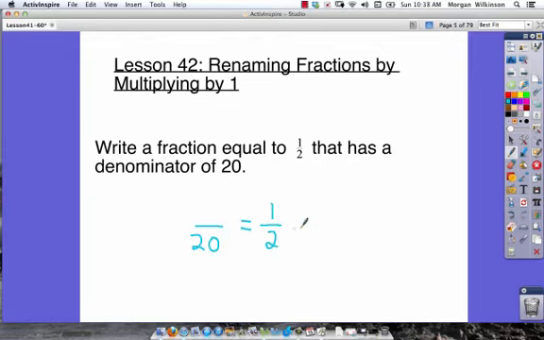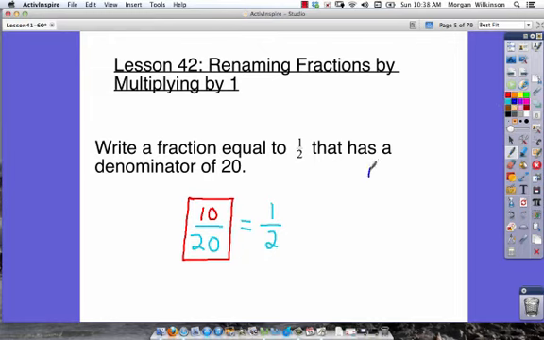So we can see in this problem, well, 1 is half of 2. The question that we're asking is what number is half of 20? If we want to figure out what number is half of 20, well, what is it? Say it out loud. Half of 20, that must be 10. So if we want to write a fraction equal to 1/2 that has a denominator of 20, we'd have an answer of 10/20ths.